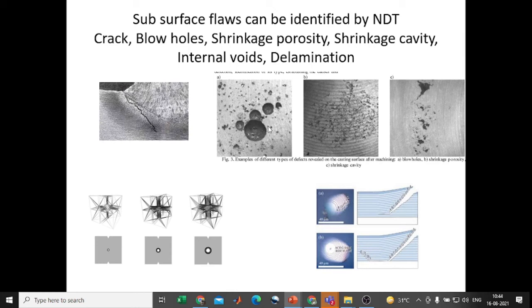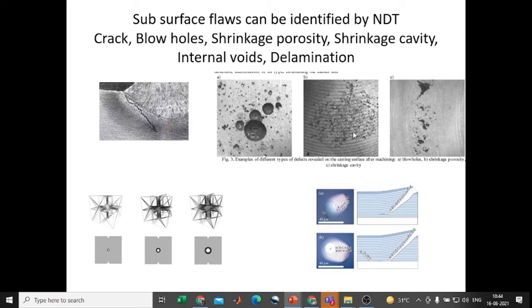After that, pinholes are also available. Near a huge blowhole, you can identify some very small diameter holes. These small diameter holes, which have greater length and depth, are called pinholes. With the aid of non-destructive testing methods, we can identify these blowholes and pinholes.